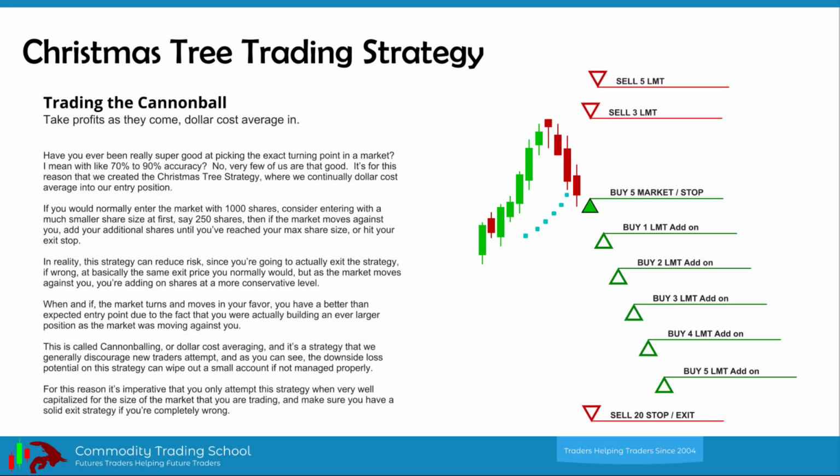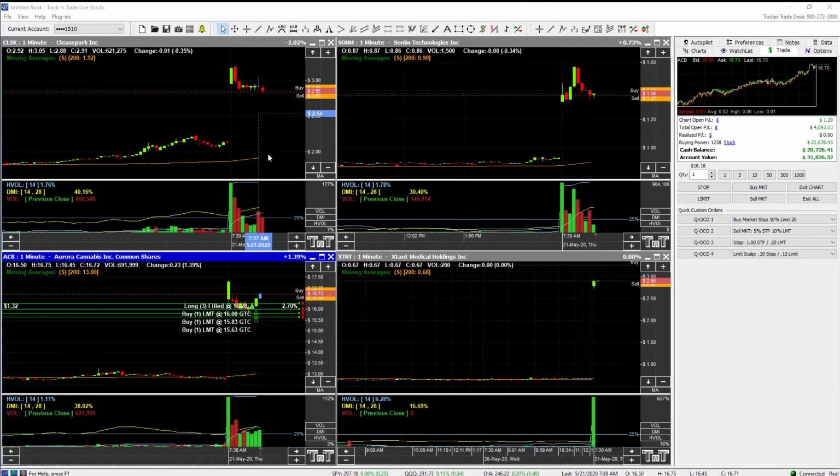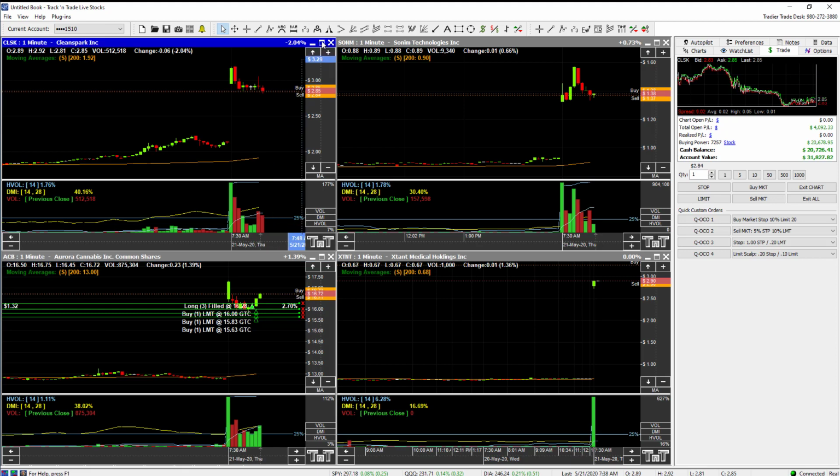This is called cannonballing, or dollar cost averaging, and it's a strategy that we generally discourage new traders from attempting. And as you can see, the downside loss potential on this strategy can wipe out a small account if not managed properly. It's for this reason it's imperative that you only attempt this strategy when very well capitalized for the size of the market that you are trading, and make sure you have a solid exit strategy if you're completely wrong.